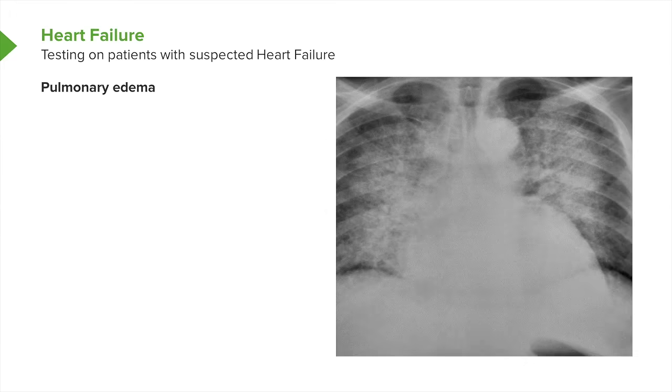Sometimes we will even see evidence of fluid in the lungs. Pretty obvious on this chest x-ray. This is called pulmonary edema. The left ventricle has failed significantly, and what we see is fluid throughout the lungs. And of course, this patient is very short of breath. They might be breathing at 30 or 40 times a minute. Normal is about 12, 13, 14 times a minute.